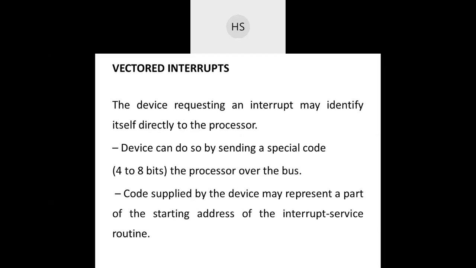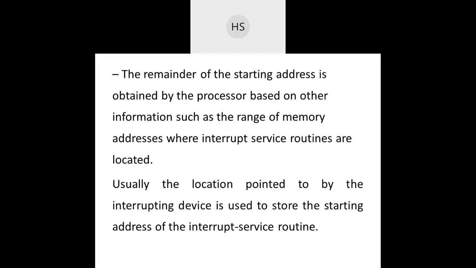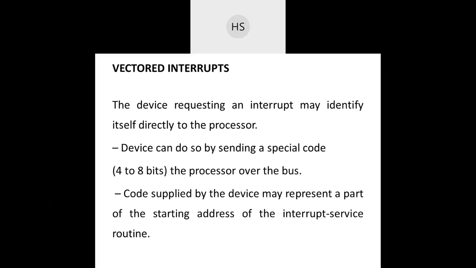That will be sent directly to the bus. Whichever device is interrupting is directly connected to the processor. So it will send a special code which will be of 4 to 8 bits. The code supplied by the device may represent a part of the static address of the interrupt service routine that is to be done. The remainder of the static address is obtained by the processor based on other information. So only 4 to 8 bits are sent.